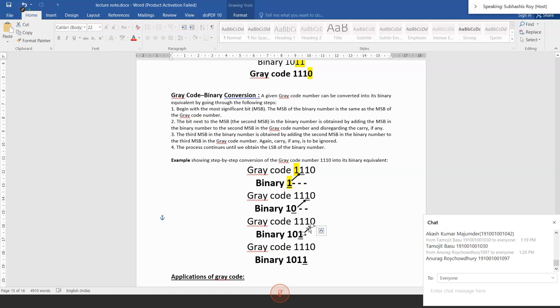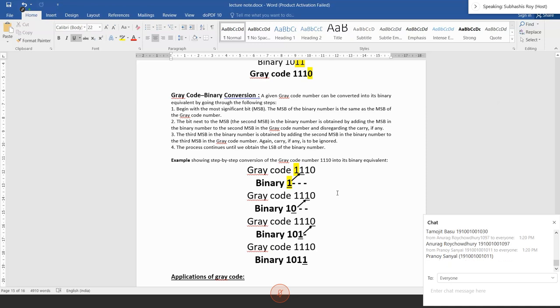So when you add 1 plus 0, one, okay, plus one, then one. Hello, yes, go ahead. Sir, 1 plus 1 here is 0. Will we consider the carry? No, carry is not considered here. Okay, fine, okay, that's it.